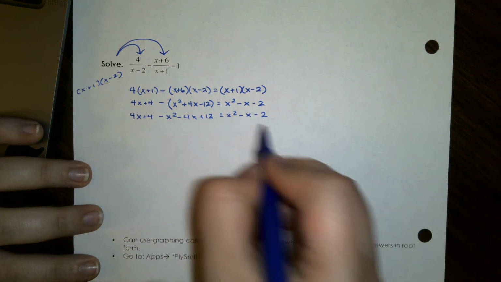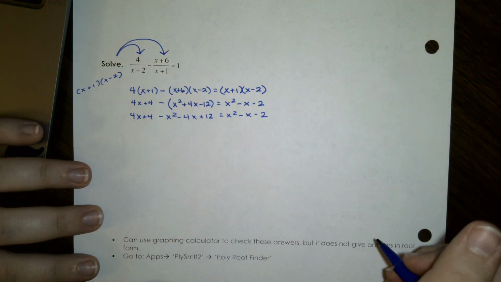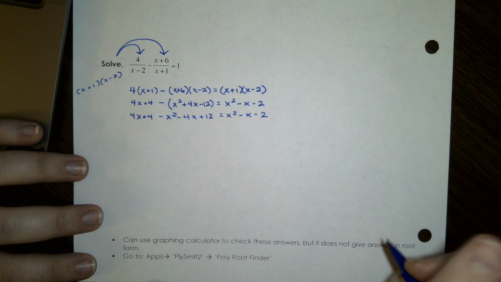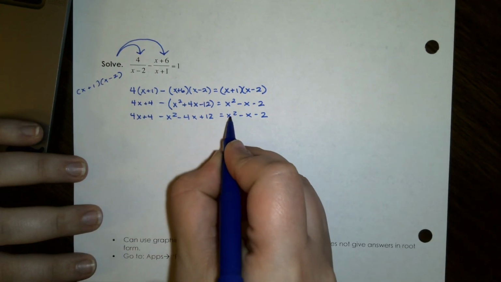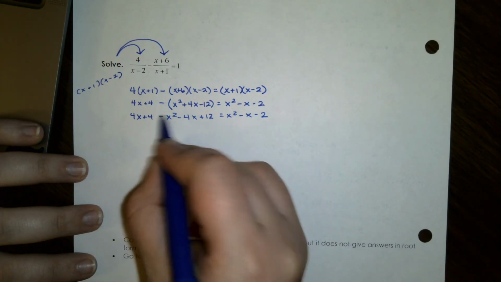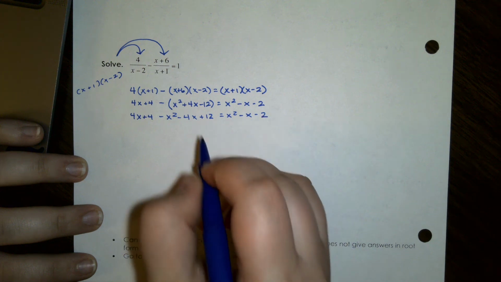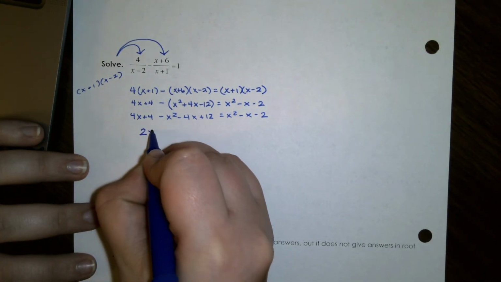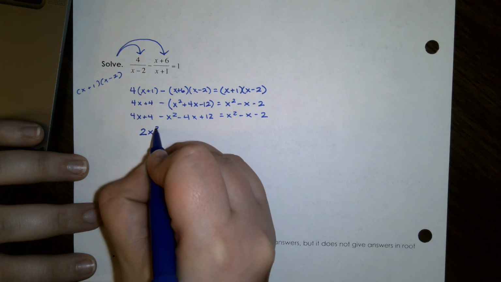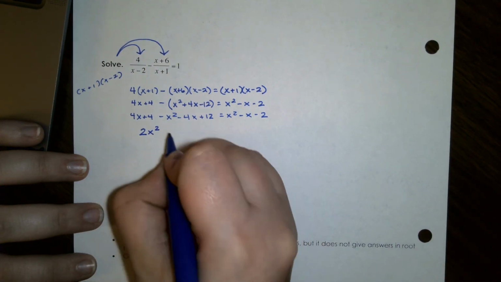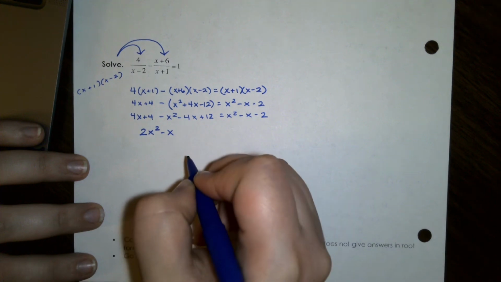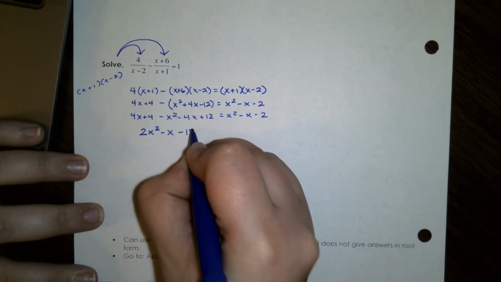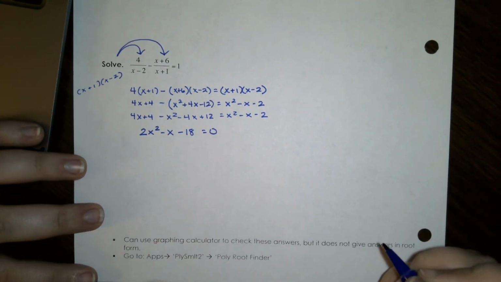All right, now I want to get this to 0, and I want to simplify this down a ton because this is making me stressy. So I'm going to get all the x squareds over. I'm going to get that x over by adding it, and then I'm going to add 2 over. When I do this, I end up getting 2x squared minus x minus 18 equals 0.